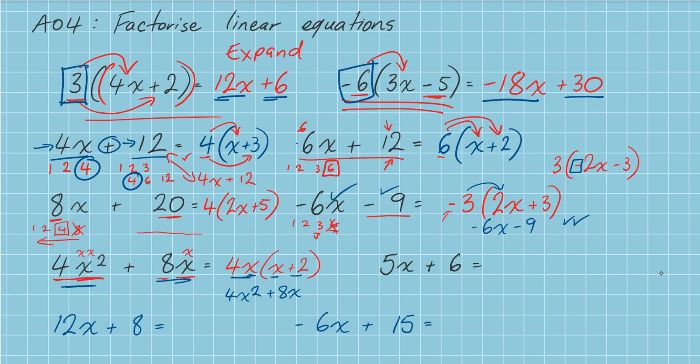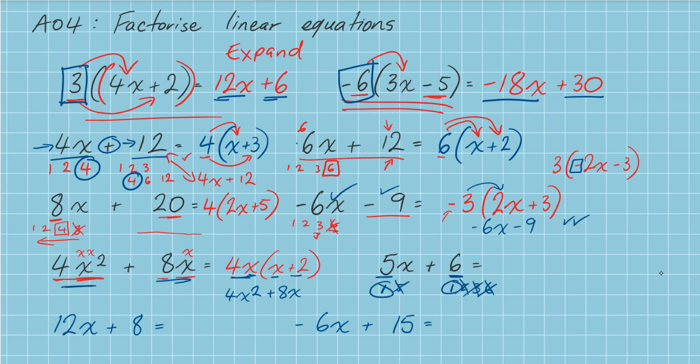What about this one? 5x plus 6. Now, some of you may have already noticed that 5 and 6 have only one common factor, and it is 1 itself. They don't have a common factor. 5 only has 1 and 5, and 6 is 2, 3, 6. That one doesn't work, that one doesn't work, that one doesn't work. It's got to be 1.